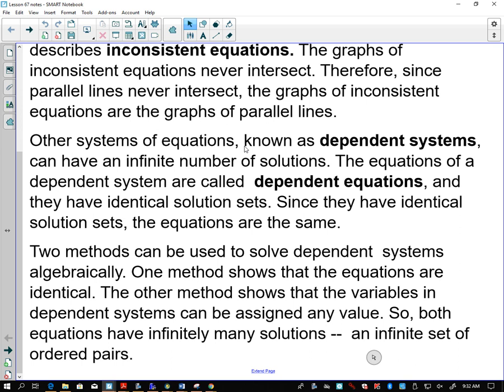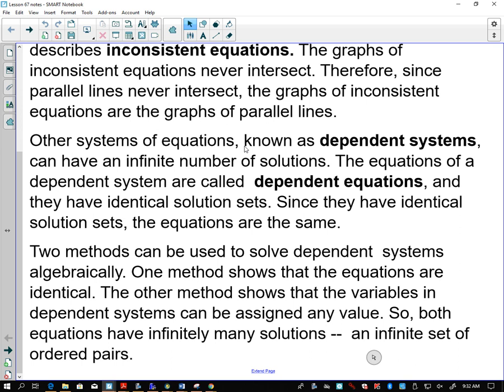Other systems of equations, known as dependent systems, have an infinite number of solutions. What would that look like? If two lines have an infinite number of common points or common solutions, what does that look like on a graph? They're the same line. They overlap each other, which means at every single point, they're the same. Okay? So that's what we call dependent systems.